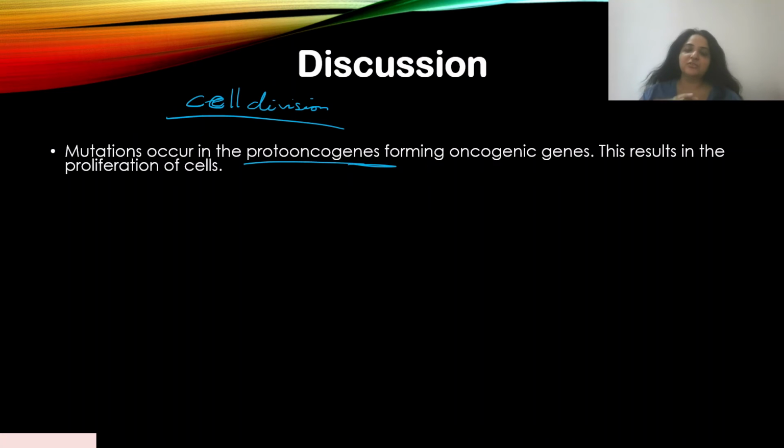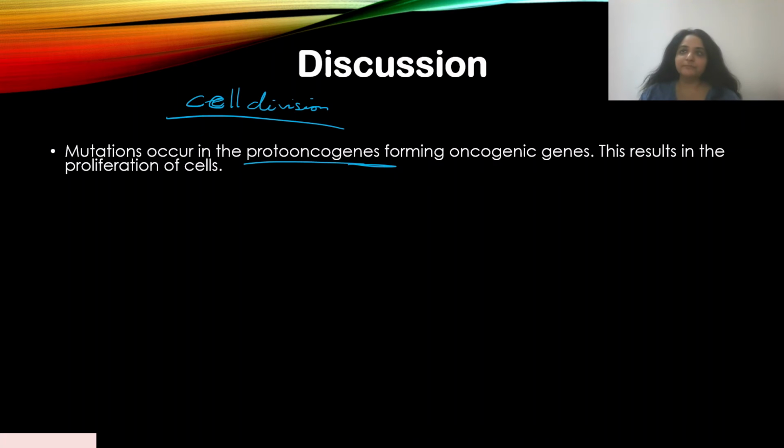Now, just imagine if there's a mutation in the proto-oncogenes, what happens? It will not follow its normal function. If a mutation happens, there's overexpression of that proto-oncogene function. That means it will just keep allowing the cells to divide. So cells are continuously being divided if there's a mutation in the proto-oncogene. When the mutation happens, proto-oncogenes become oncogenic genes. They convert into oncogenic genes.